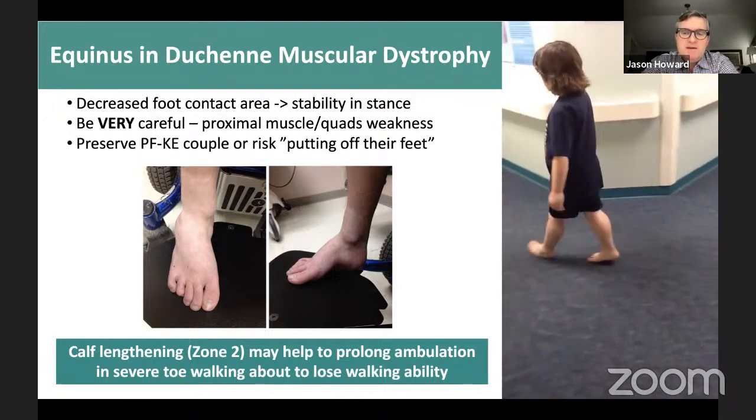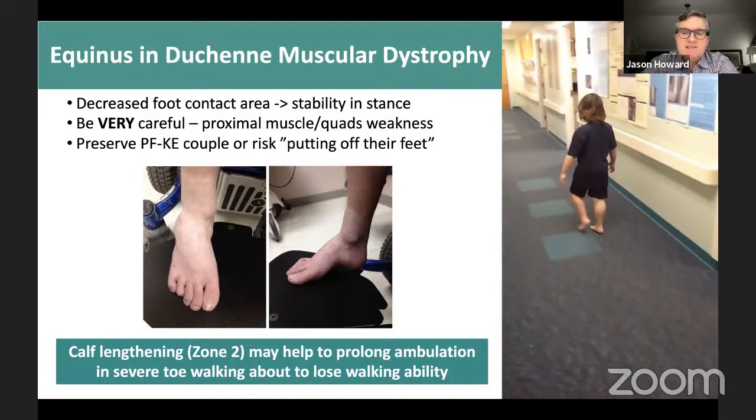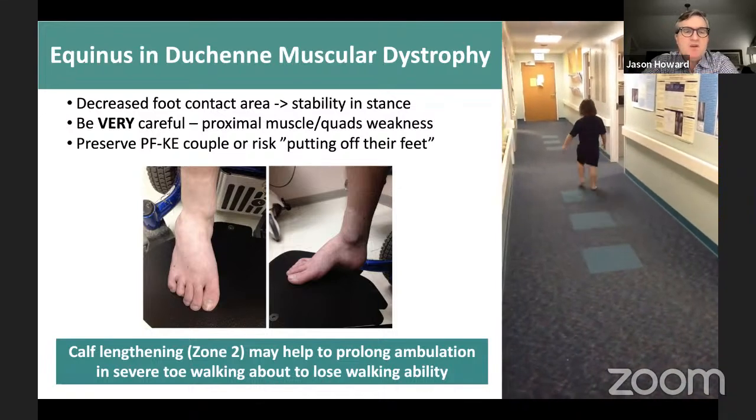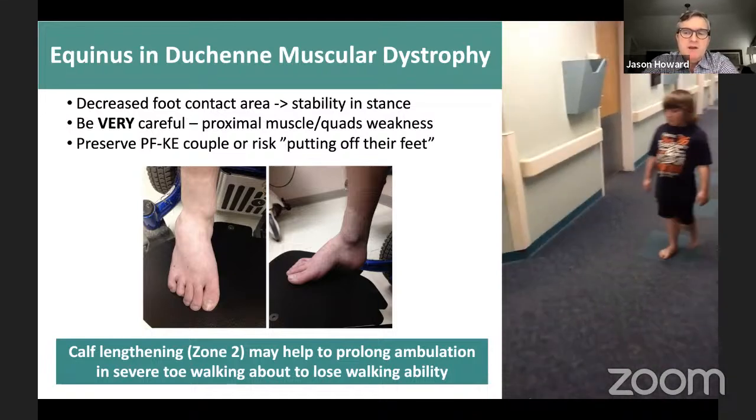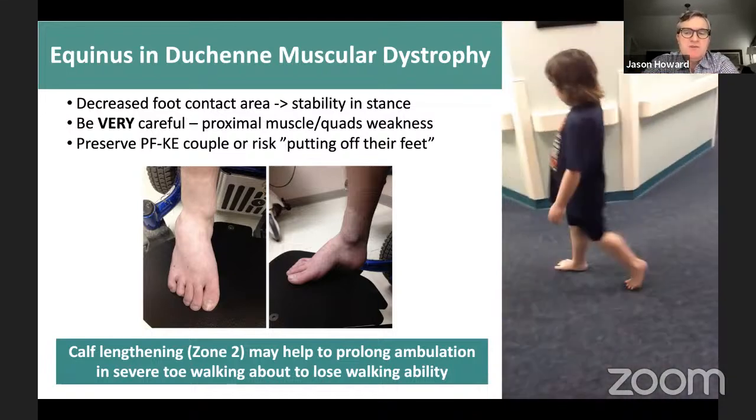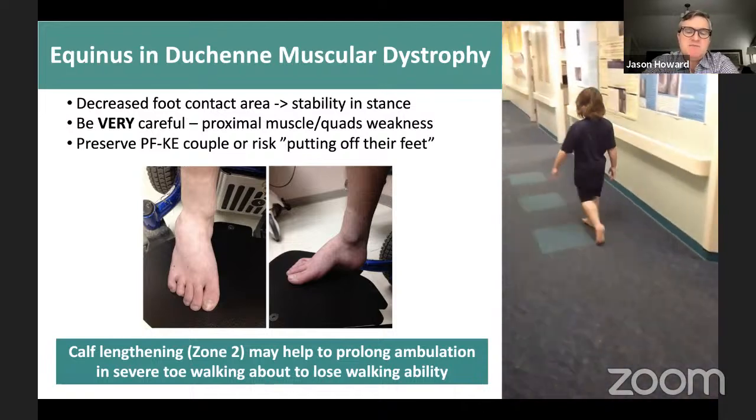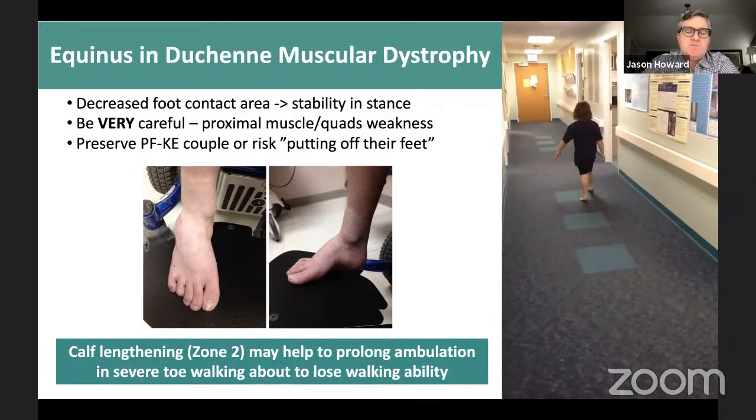His calves are big, and he's got early heel rise. His heel doesn't completely touch the ground, but at this point, he's doing fine. He's not having any problem with his walking pattern. He does have a contracture. If you measure him, he's got about -10 to -15 degrees of plantar flexion.